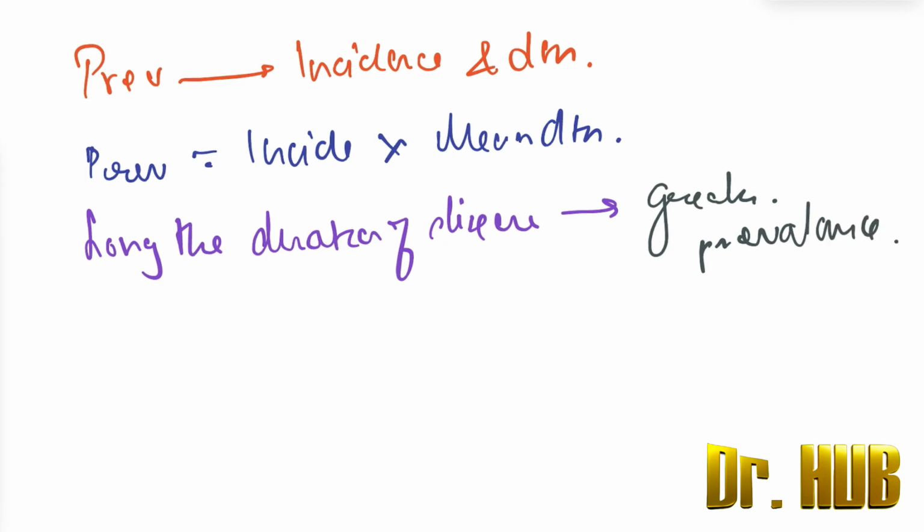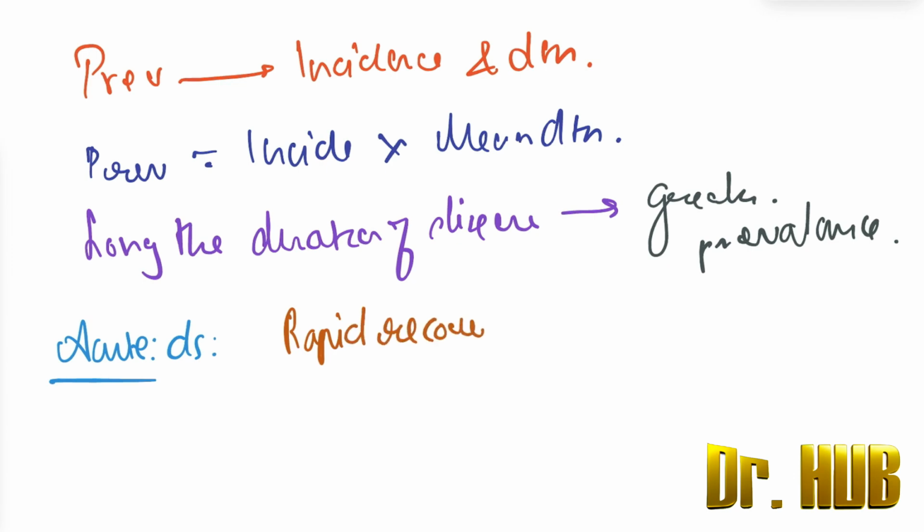Let's look at a few examples. In acute diseases, because of rapid recovery or death, the prevalence will be relatively lower than that of the incidence.